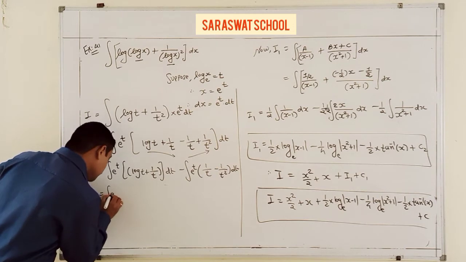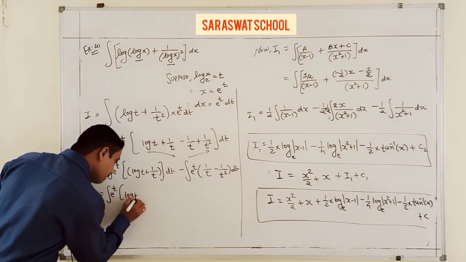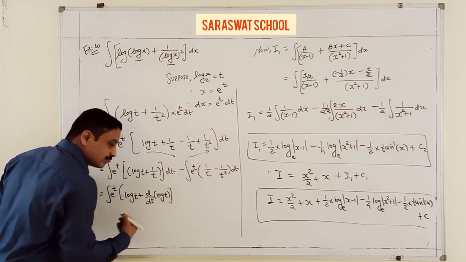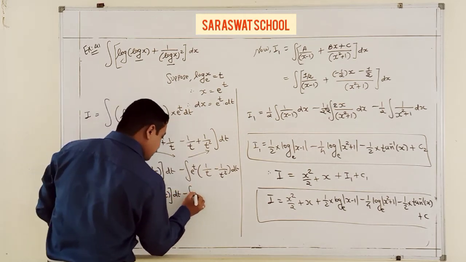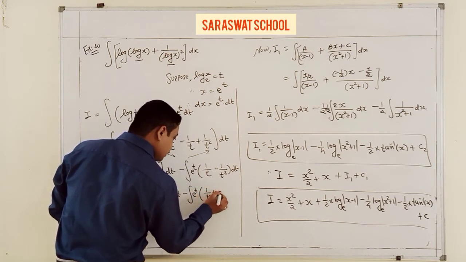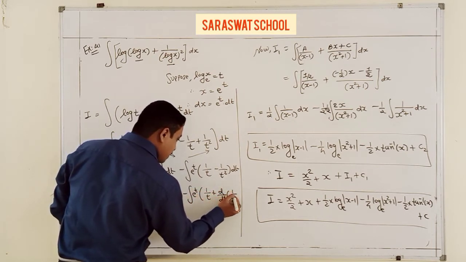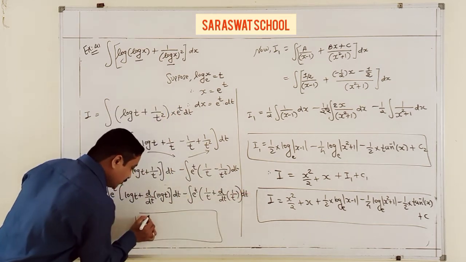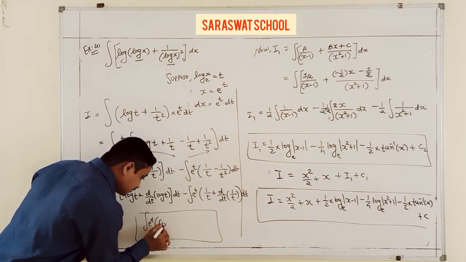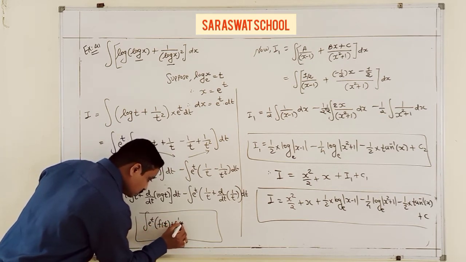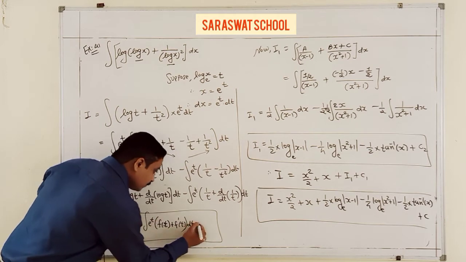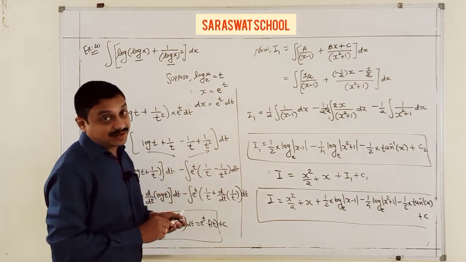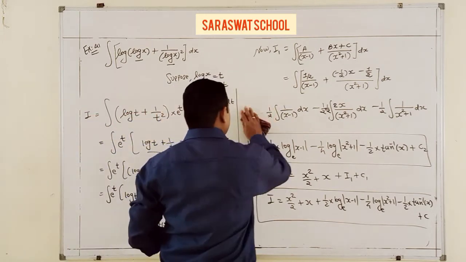So you can write down log t, d by dt of log t, same, 1 by t, d by dt of 1 by t, and here I write down the formula for you: e^x (f(x) plus f dash(x)) dt. What is the rule? e^t of t. Yes, that principle I attach here and get the answer.